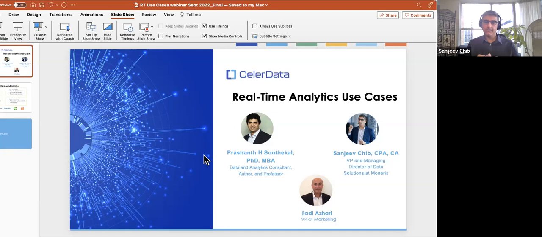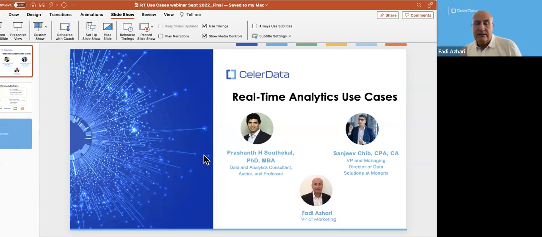Great. There's one last question that came in here, and I think we're going to need to wrap up after that. The question is, will CelerData still be valuable for those cases where it's more real-time, but not fully real-time? In other words, it's every week or so, or is CelerData mostly valuable when it's fully real-time?